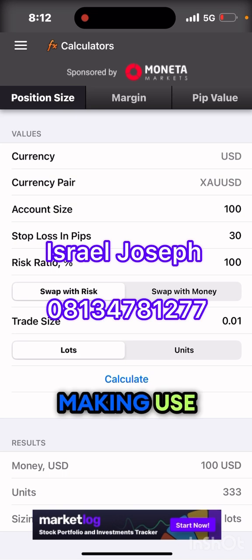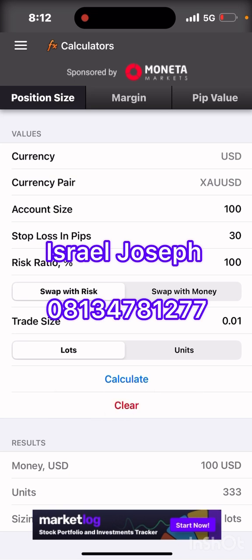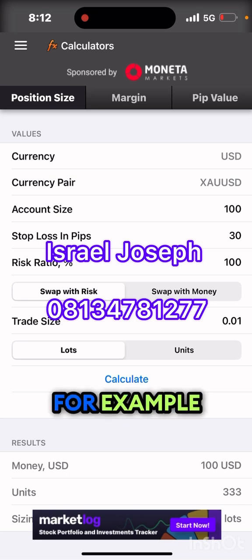Let's say, for example, you're making use of $1,000. You don't need to trade with the full $1,000. You split the account into 10 pieces, or you can split it into 20, but it depends. Let's use 10 pieces, for example. What that simply means is I'm going to be funding $100 for each trading setup I get.